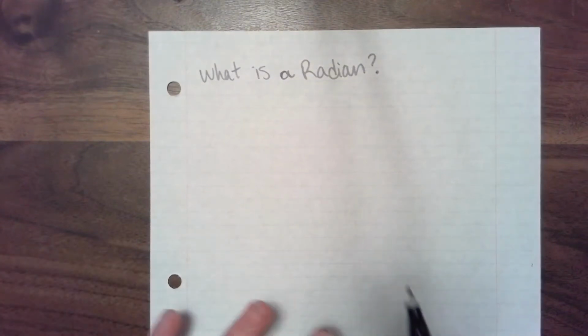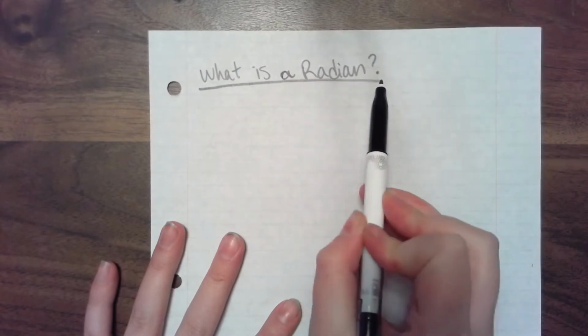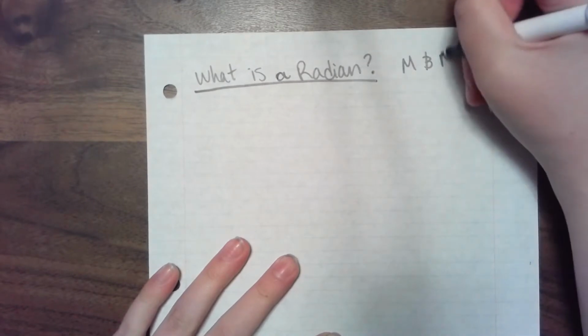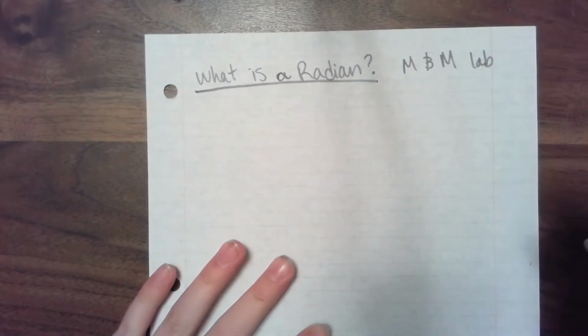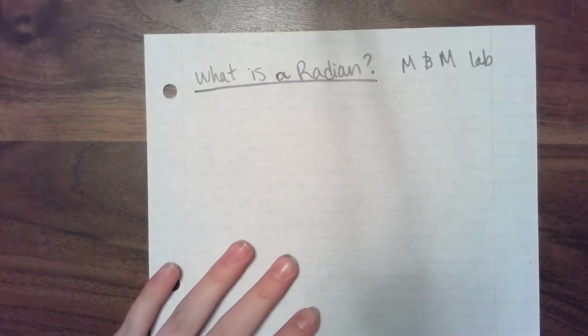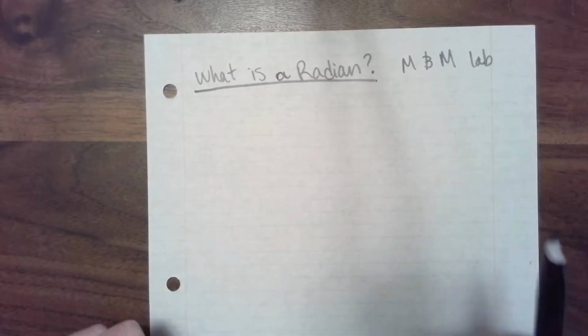Hello everyone, today we're going to be talking about what a radian is, and in order to figure out what a radian is, we're actually going to do an M&M lab experiment. So we're going to just follow step-by-step processes for an M&M lab experiment to discover what a radian is.